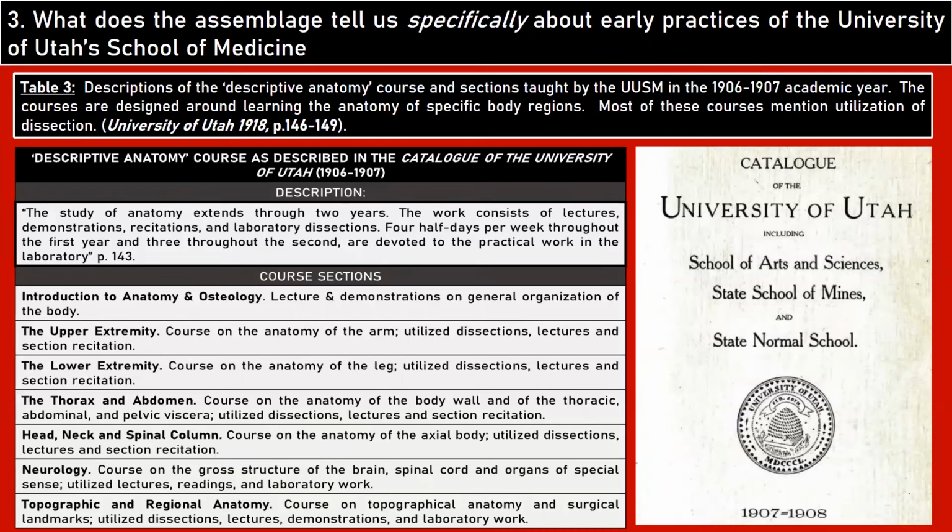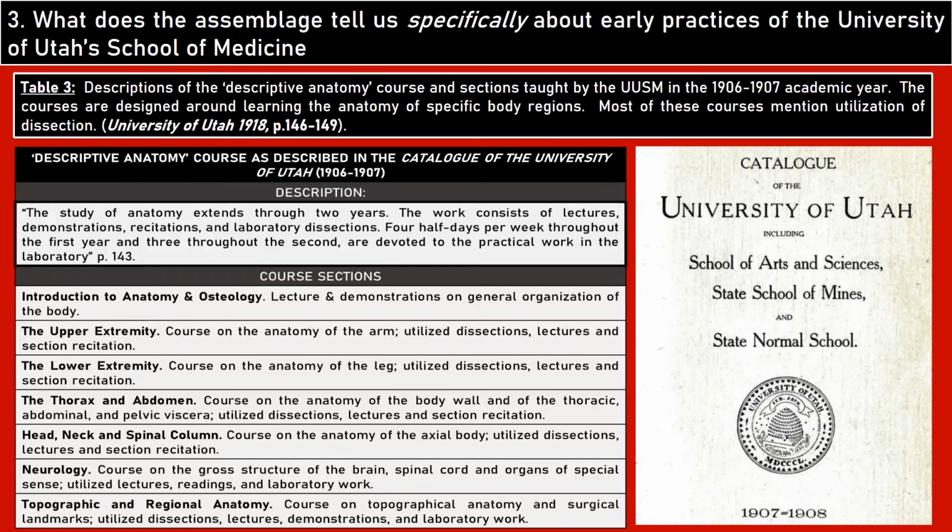Course catalogs from the early 1900s were examined for this research, and they indicate that the University of Utah School of Medicine taught 6 or 7 anatomy courses, with the majority being focused on dissection of particular body regions. These catalogs also, as you can see, I've represented one of these catalogs in the table here from 1906 to 1907. And as you can see from that table, the course section options included things such as upper extremity, lower extremity, thorax and abdomen, head, neck, and spine.